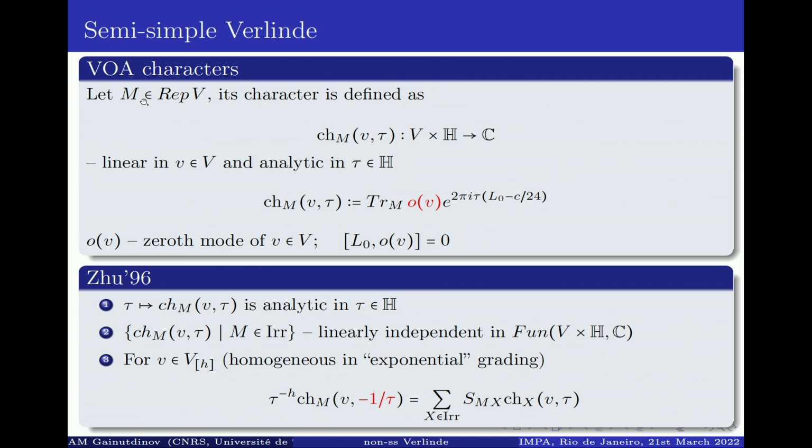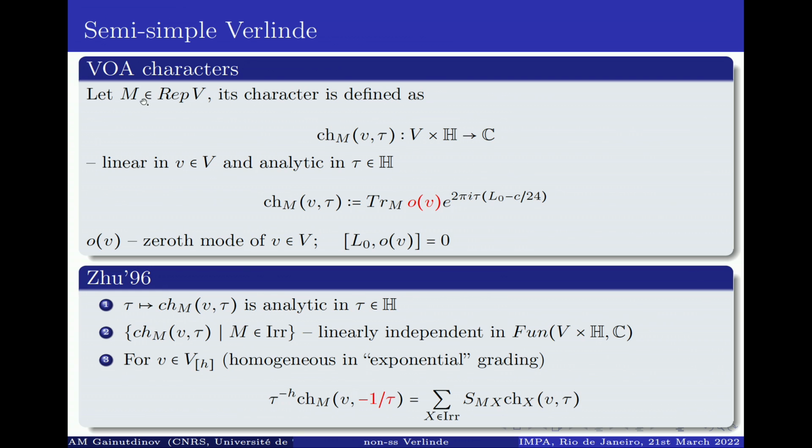Okay, and Zhu in '96 proved that such a map is analytic in tau. And also very important, that's why basically we need this ingredient V, that they are linearly independent as functions from V times H to C.